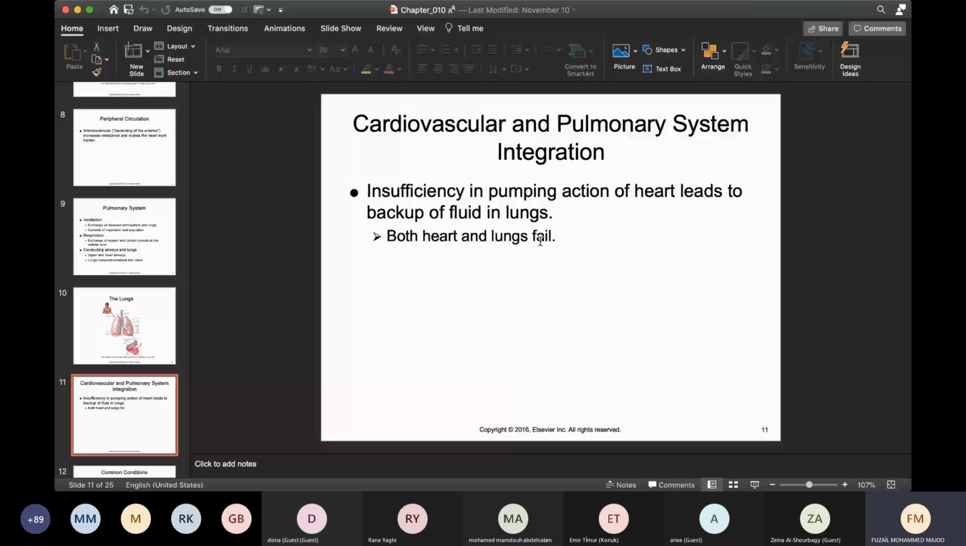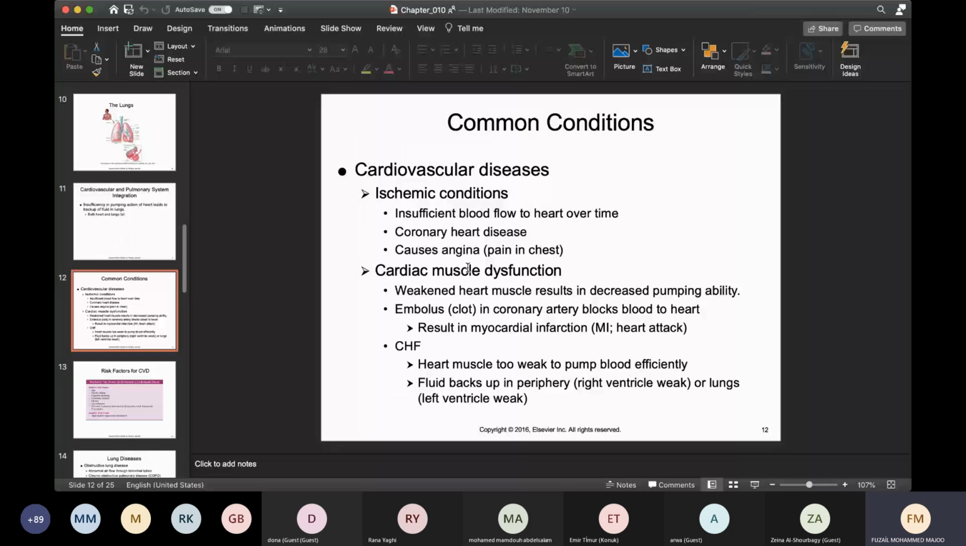Now, moving on to cardiovascular diseases, we have ischemic conditions. Ischemia means a reduction in flow. So when there's insufficient blood flow to the heart over the course of time, we call that ischemic conditions. Coronary heart disease is a term that blankets a lot of different conditions that affect the heart. One of the things it does is cause chest pain. The medical term for chest pain is angina, specifically angina pectoris.